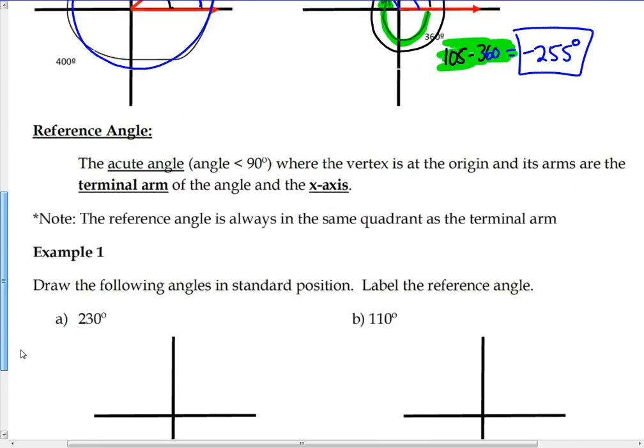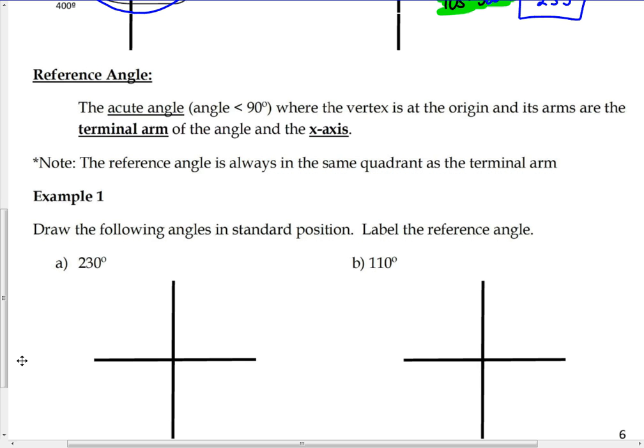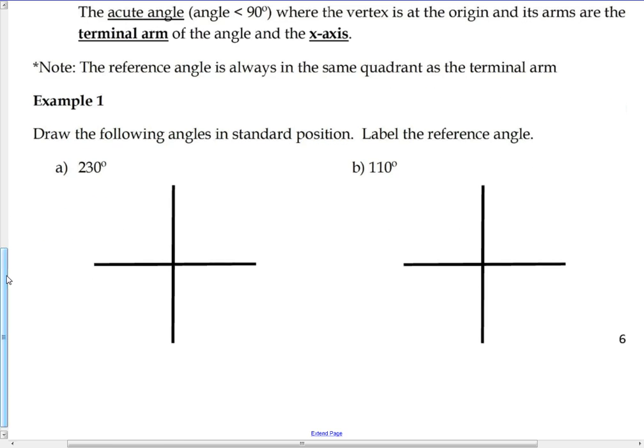All right, we've already talked about reference angles. They're acute angles, less than 90. The vertex is at the origin. Its arms are the terminal arm of the angle and the x-axis. Note the reference angle is always in the same quadrant as the terminal arm. The key is that we go from the terminal arm to the x-axis. We never use the y-axis. We never use the y-axis in trigonometry. So what do I mean by that?